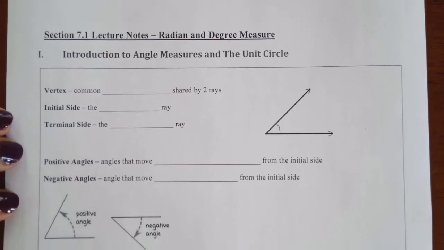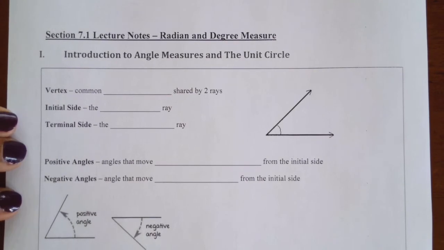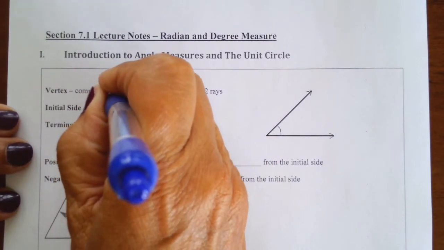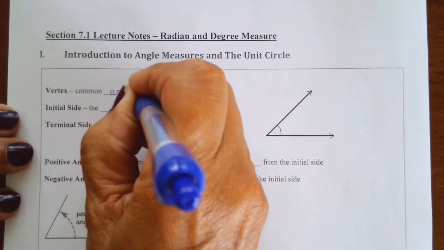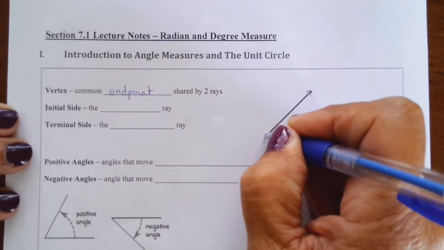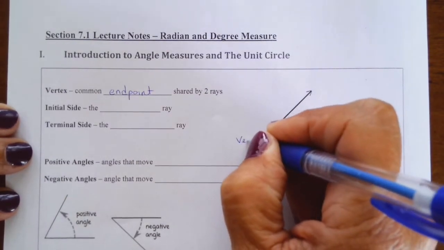All right, so this page is just a lot of definitions that hopefully you remember from high school days, but let's go over that anyway. So we're talking about an angle. There's a couple of things in trig that stand out. One is that you know where the vertex is, and that basically is the common endpoint shared by two rays. So right here would be the vertex of this angle.